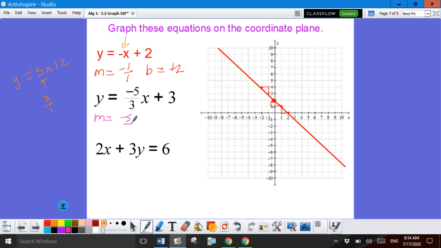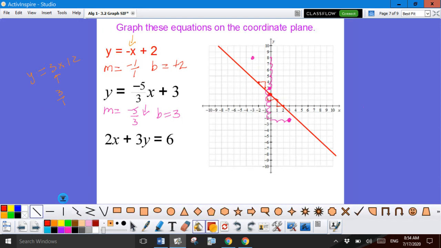I have M is -5/3 and B is 3. So I'm starting at +3. So I'm up here. And I know this is negative, so I'm going down again. Okay, I'm going down. So 1, 2, 3, 4, 5. 1, 2, 3. And then I'm going to go the other direction. 1, 2, 3, 4, 5. 1, 2, 3. And I'm ready to draw my line. So this line is steeper. All right, we got 1 to go.